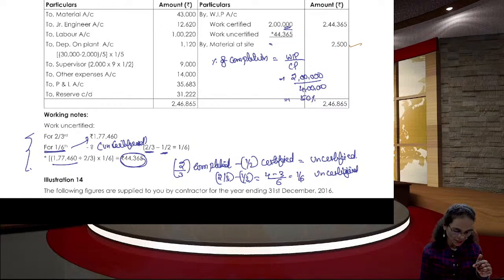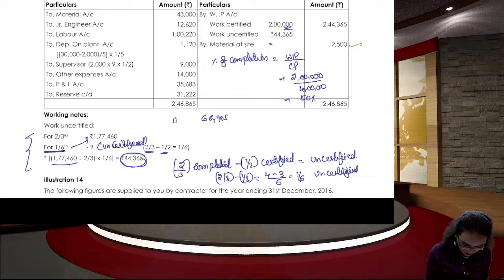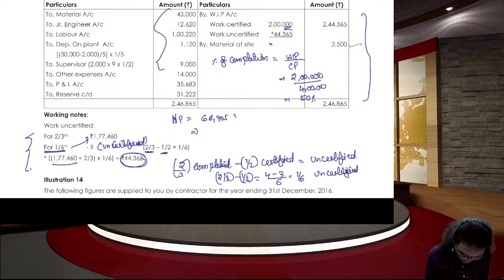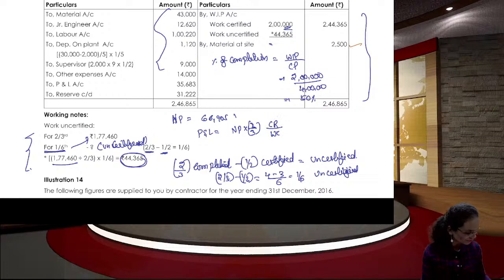Up to 50% you will transfer only 1/3. Above 50% you will transfer 2/3. So the calculation here is: this is the notional profit we got, the balancing figure. Now from this notional profit, what is the amount to be transferred to the P&L? It is notional profit into 1/3 into 2/3, into cash received by work certified.